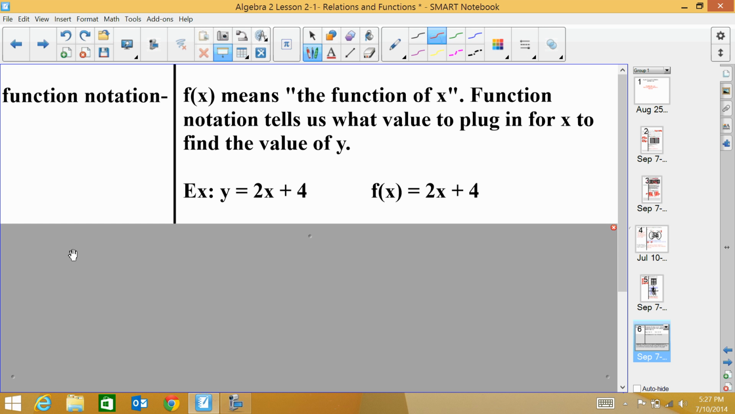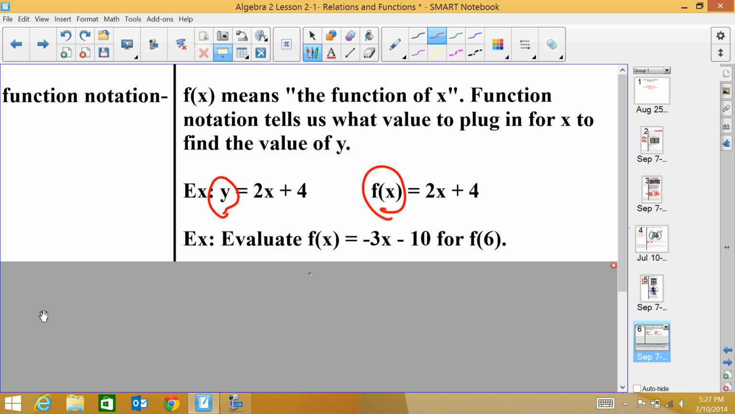So if you look at these, y equals 2x plus 4 and f of x equals 2x plus 4, those are interchangeable. Y and f of x are the same thing. So don't get too hung up on that. It's just a way to write it. It just tells me that I know this is a function. I don't have to check it.